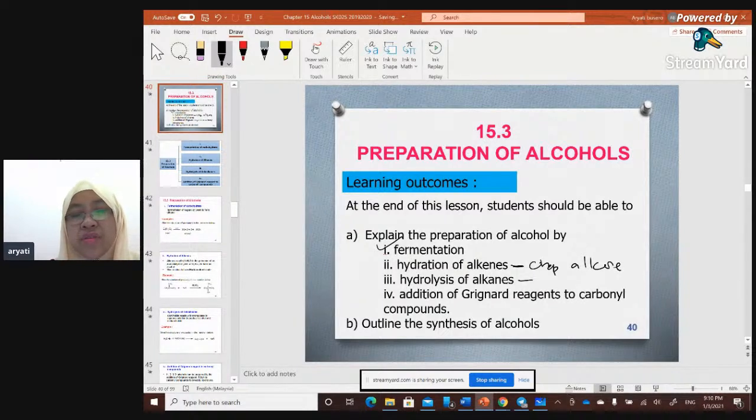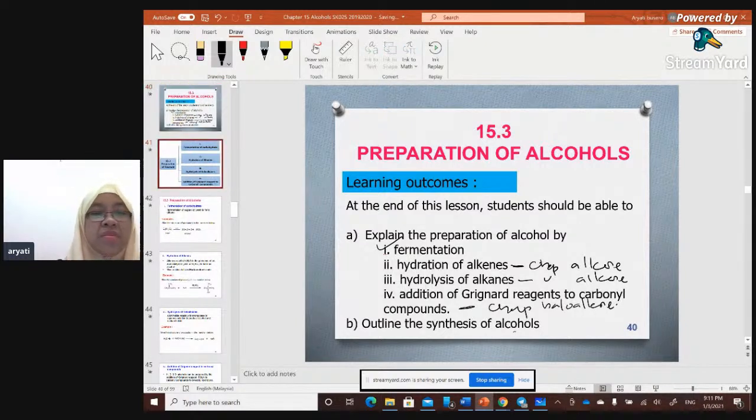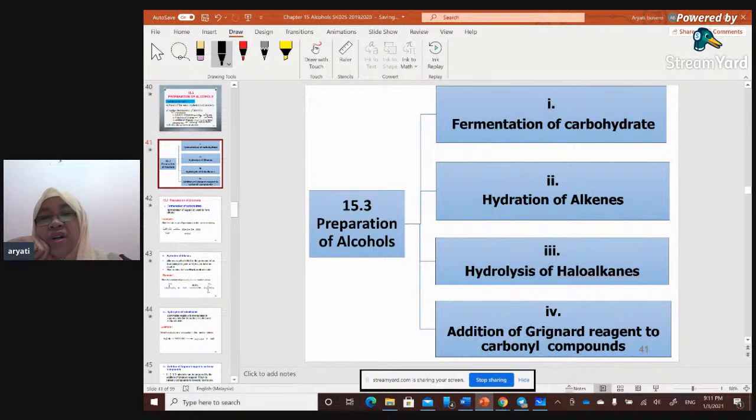Hydrolysis of haloalkane, so this refers to the chapter on haloalkane. Addition of Grignard reagent to carbonyl compound, so this refers to the chapter on carbonyl compounds. So synthesis of alcohol is a combination of many chemical equations. Okay, preparation of alcohol: first is fermentation of carbohydrate, second is hydration of alkene, number 3 is hydrolysis of haloalkane, number 4 is addition of Grignard reagent to carbonyl compound.